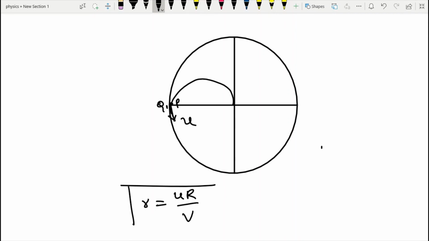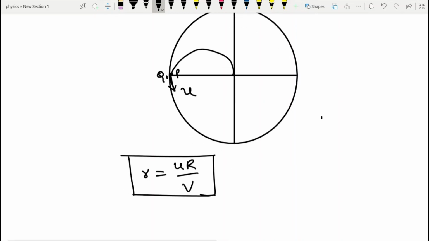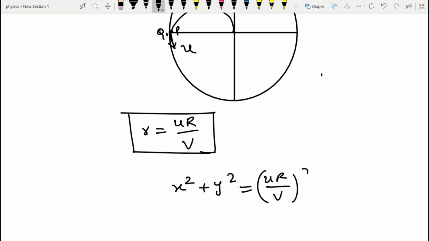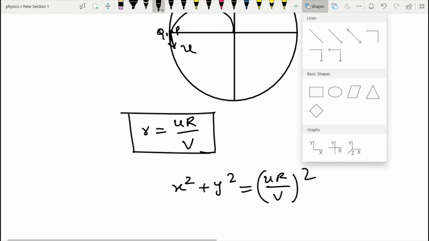This point is very important. The speed of the particle P, which is parallel to Q, will become u when it meets the particle Q. When particle P is meeting the particle Q, it is chasing the particle Q. You can plug this value here and we will get the equation of the path traced by the particle P: x square plus y square is equal to (u r by v) whole square. So this is the equation of the path.